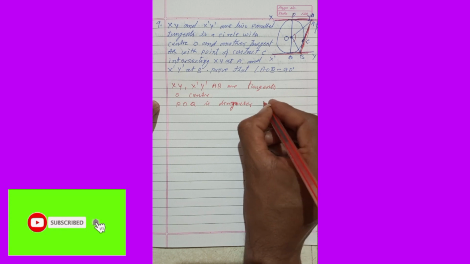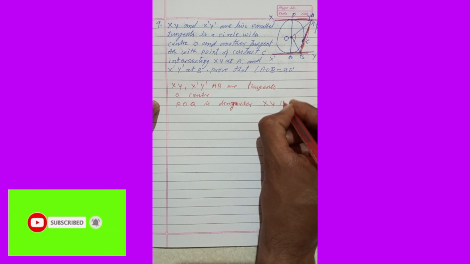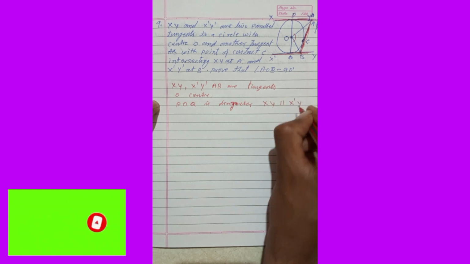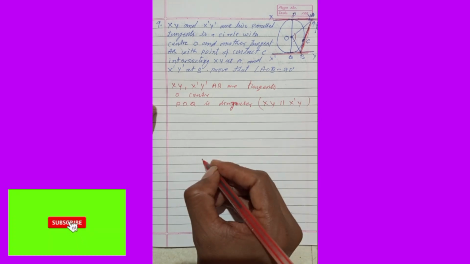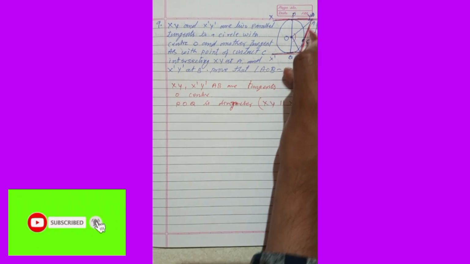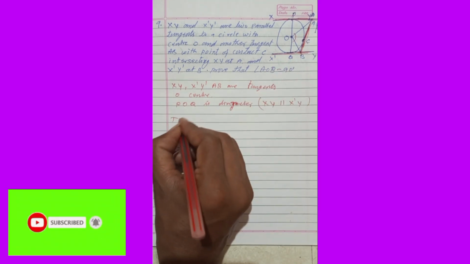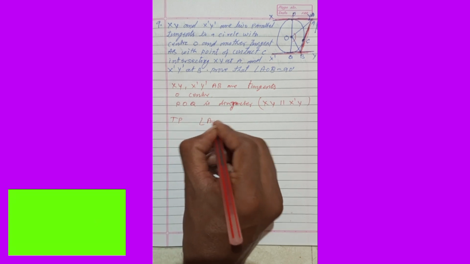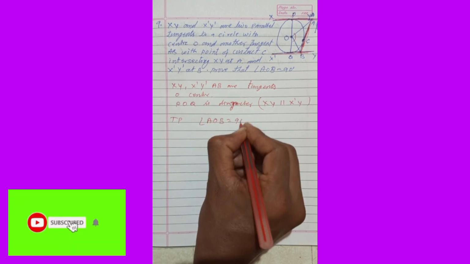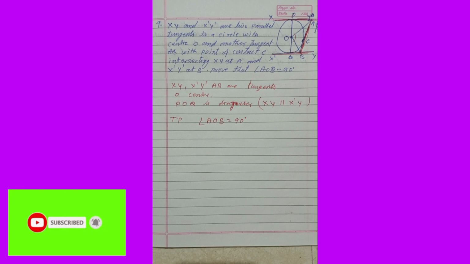It is a diameter. Why? Because XY is parallel to X'Y'. It is so because it becomes a diameter. Now we have to prove that angle AOB is equal to 90 degrees. We are going to prove that.